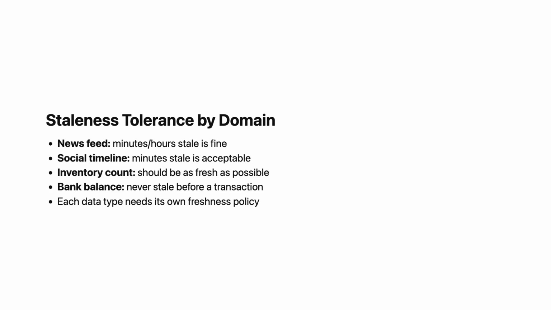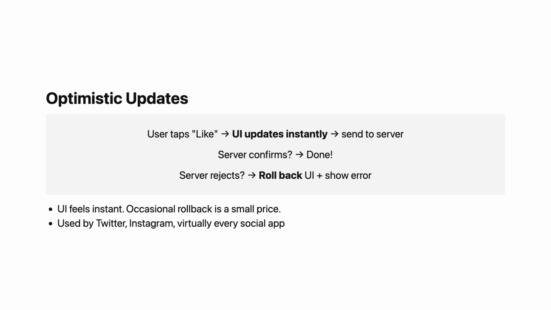The trade-off is that the user briefly sees a state that might not be real. But in the vast majority of cases, the server confirms the action and the user experienced zero latency. The occasional rollback is a small price to pay for an interface that feels instantaneous. Twitter, Instagram, and virtually every social media app uses this pattern.